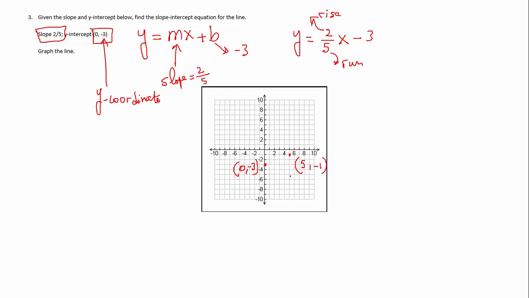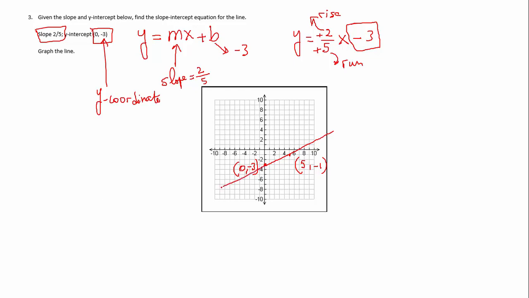Okay? So again, to plot this line, we start by plotting the y-intercept 0, -3. 0, 1, 2, -3. Then the rise is 2. So from this point, I'm going to go up 2 because both of them again are positive this time. And then I'm going to the right, 1, 2, 3, 4, 5. And now if I join these 2 points, that would be the line.